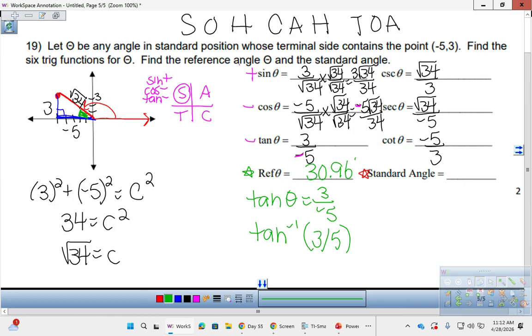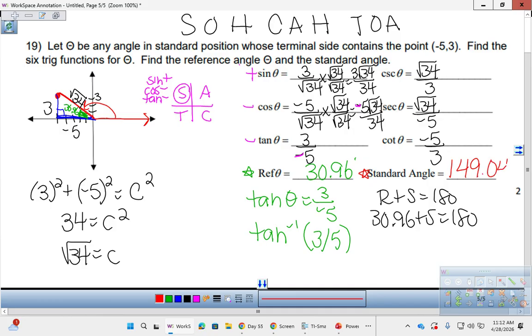So this angle right here is 30.96, but I want the red angle. Well, what's the relationship between the red and the green? 180. So I know that my reference angle plus my standard angle equal 180. We're used to having the standard angle and solving for the reference, but it works the same way, right? So I know that this is 30.96, and so I can solve for x. I can subtract the 30.96 from the 180 and get x. What is it? 149.04.